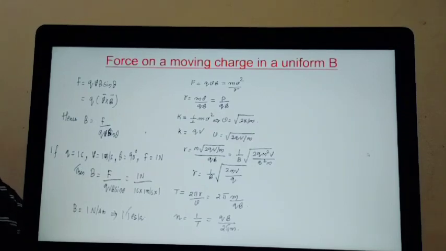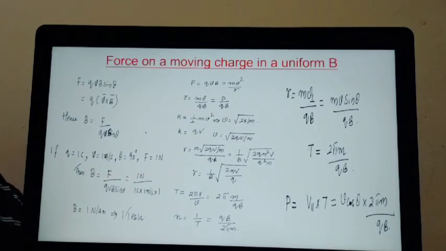When it makes an angle theta with the magnetic field, it will experience two components of velocity: one is the perpendicular velocity and the other is the parallel velocity. Due to the perpendicular velocity, it will describe a circular path, and the radius is given by r is equal to mv sin theta divided by qB.